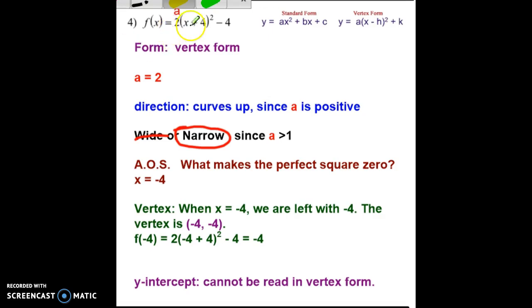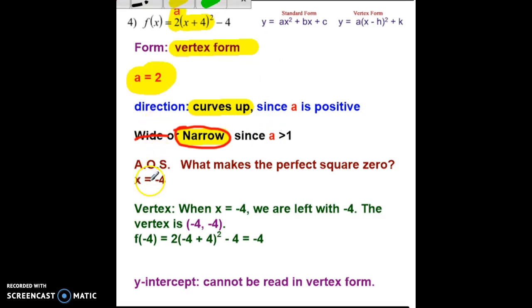In problem number 4, look, I have a perfect square and I'm adding 4 to it. That's got to be vertex form. I am going to look at A. A equals 2. So that means it's going to curve up. I'm going to get a minimum score. If I have 2, that's going to make it narrow, which is going to be a stretch.